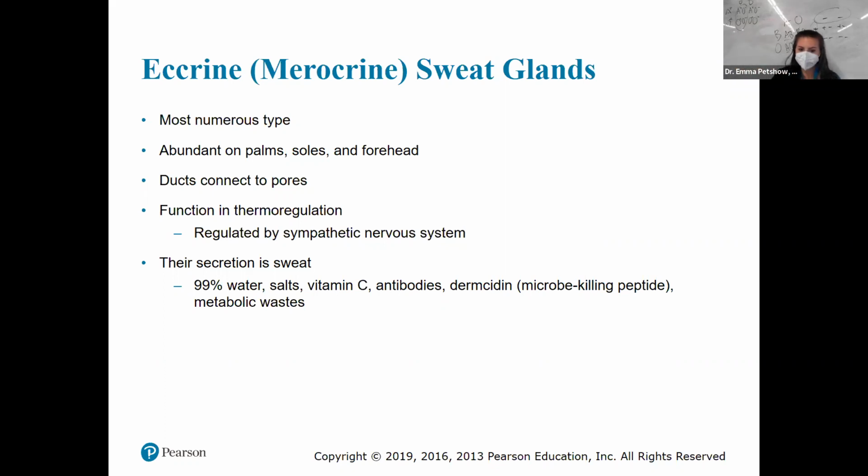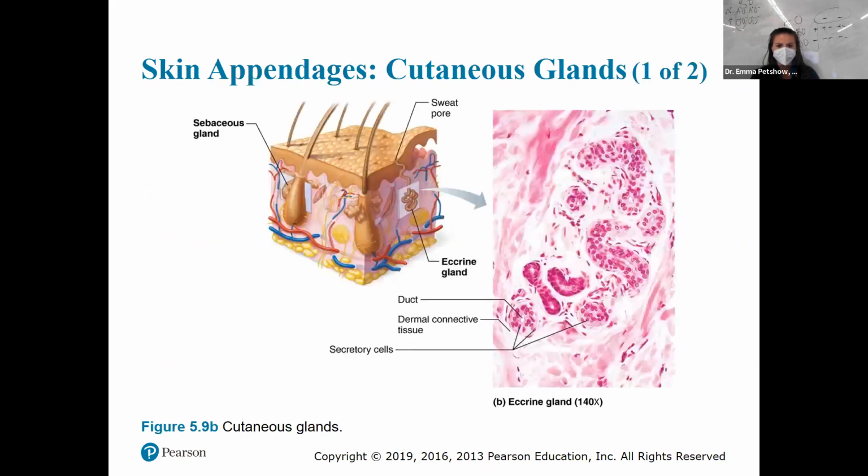Their secretion here is sweat, which is mainly water, but also has some other stuff too: vitamin C, which is interesting, some antibodies, a microbe-killing peptide known as dermcidin. Waste comes out, so this is also an excretory function. We can see it here, our eccrine or merocrine glands.